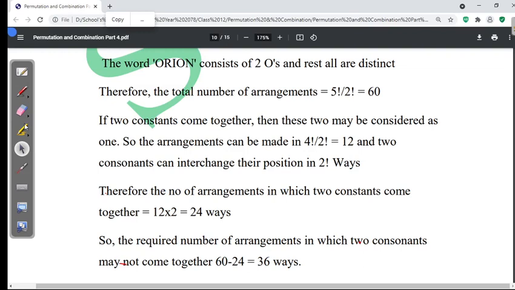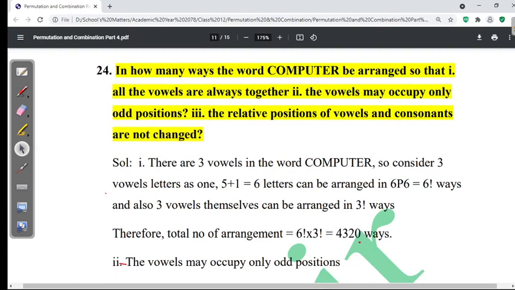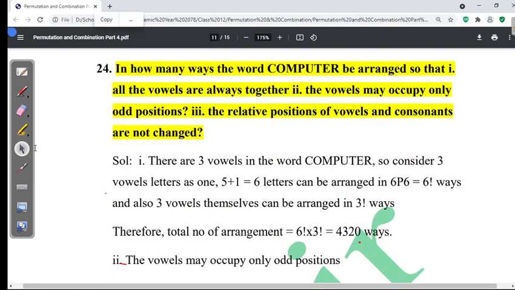Now question number 24, dear students. Question number 24, let me read it out. In how many ways can the word COMPUTER be arranged so that all vowels are always together? First condition. The vowels may occupy only odd positions, second condition. And the relative positions of vowels and consonants are not changed. This is question number 24.